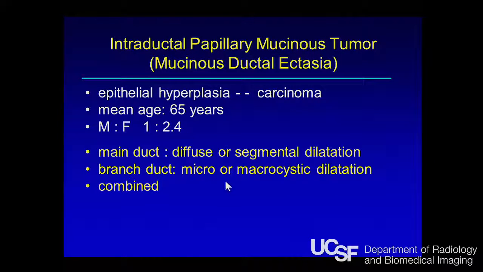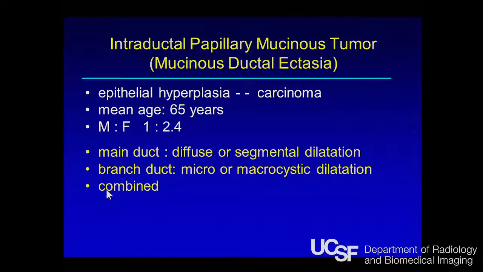There are three main types that you should know about. The first type is when the main pancreatic duct is involved, and this can be diffuse, and then the differential would be chronic pancreatitis, or you can have just focal involvement of the main pancreatic duct. The second type is the branch duct type, and there are various subtypes in that you can have clusters of smaller cystic appearing lesions or clusters of larger cystic appearing lesions. And so the micro or macrocystic dilatation, these can simulate the cystic tumors that I just talked about, the serous adenoma and the mucinous cystic neoplasm.